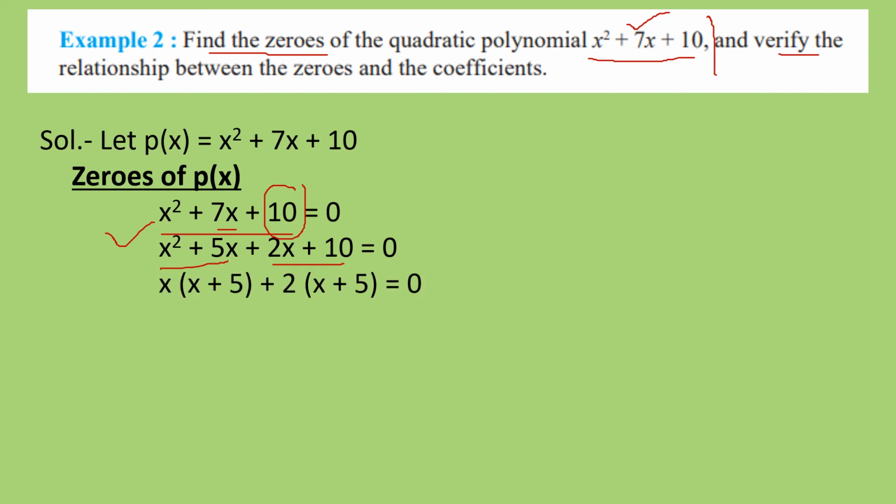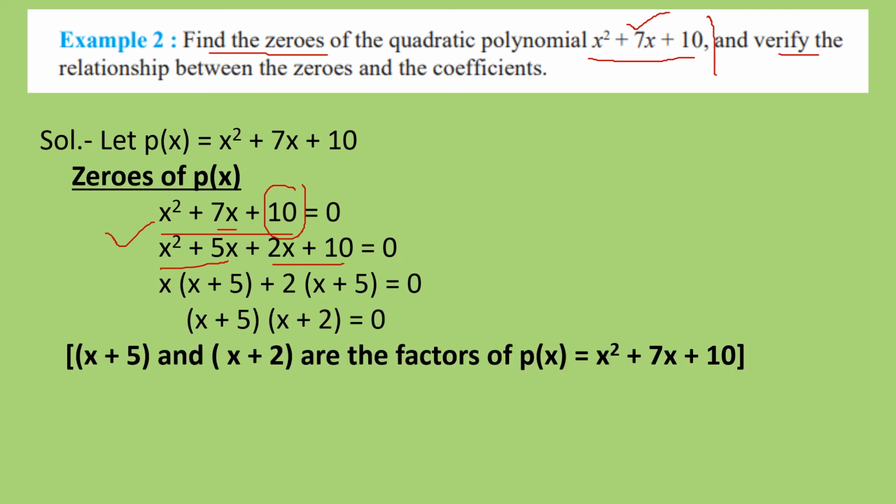X plus 5, and here 2 is common. What is left? X plus 5. Now you know this method, and then we are getting (x plus 5)(x plus 2) equals 0. That means x plus 5 and x plus 2 are the factors of the given quadratic polynomial x square plus 7x plus 10.